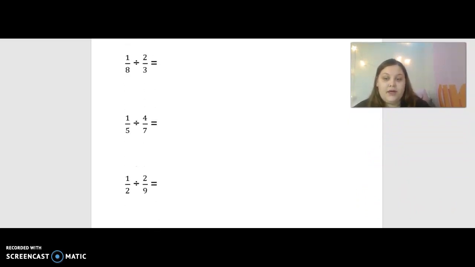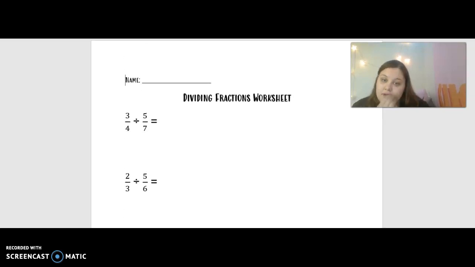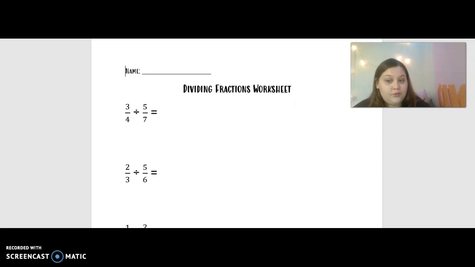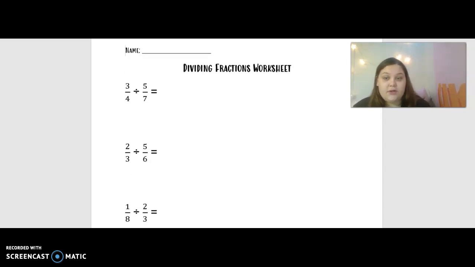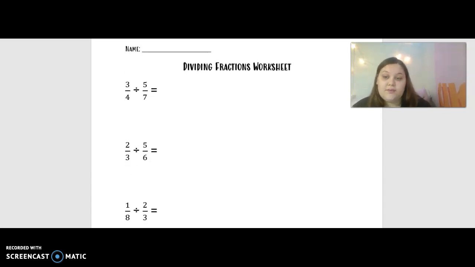You have 5 questions to do. It should only take you 10 minutes or so. You can work in groups, with a partner, or independently, but your goal is to complete it as correctly as possible for each question, and you can use your notes and your vocab sheets to help you out. So the first question is 3/4 divided by 5/7.